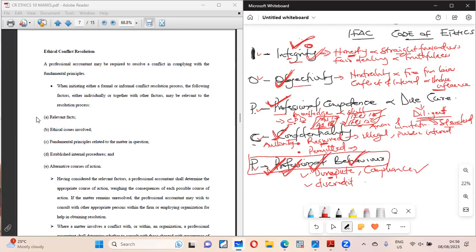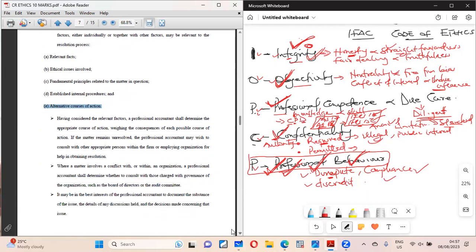All right. So in the exams, check the relevant facts, connect them to the ethical issues. These are the ethical issues. Then what are the fundamental principles related to the matter in the question? These are the places here, here, here, the explanations that we've given you. Those are the fundamental principles. Then establish internal procedure. If that fails, then you take an alternative course of action by going out or by quitting the job. All right. So that is that.